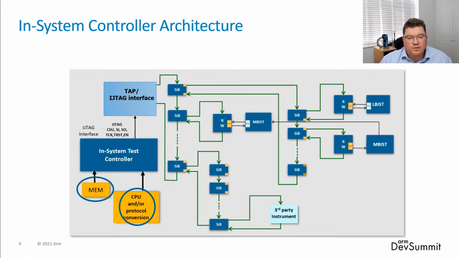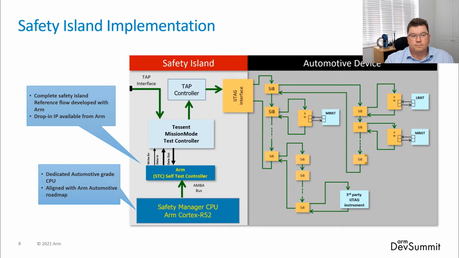You can see there's 2 types of control mechanism. One is a very basic DMA interface, which can enable certain tests to be run just by the control of a few pins. And then we have the CPU interface. And it's this interface that we're really interested in, because we then hook that up to a CPU, and then you can create an overall safety island architecture. Now let's take a look at the safety island architecture implementation in a little bit more detail.